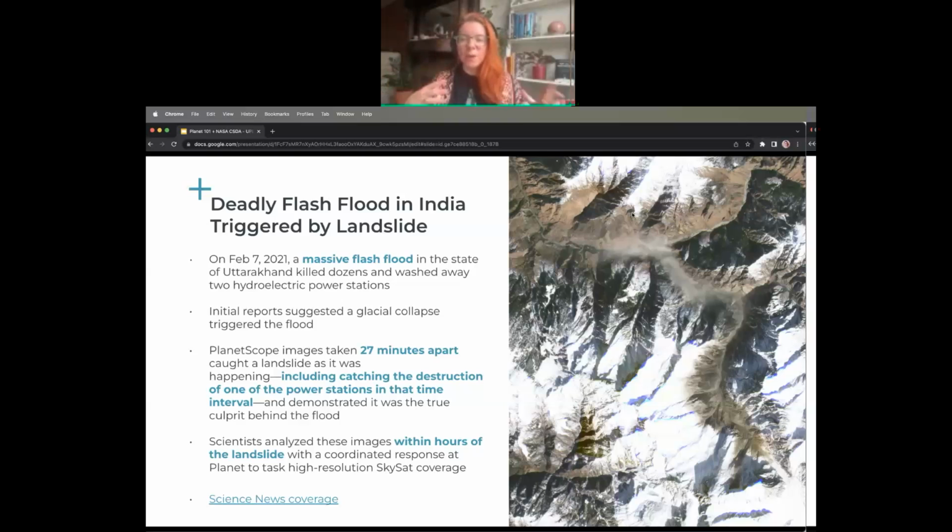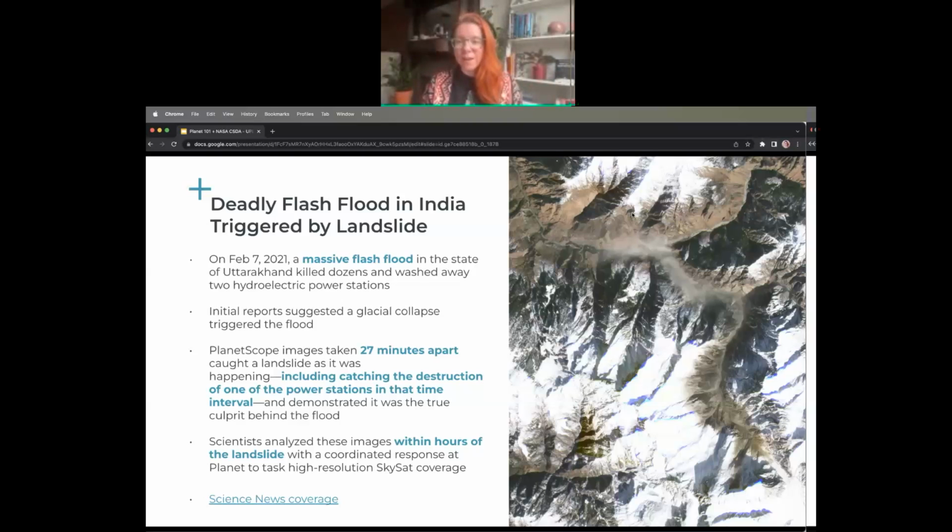And the initial reports that were coming out on social media and in different news outlets was that it was triggered by some kind of glacial lake outburst flood or a GLOF. But completely by coincidence, PlanetScope managed to capture 2 images 27 minutes apart, one 10 minutes after the flood started, and the second 27 minutes later, that caught the flood and the landslide associated with it as it was happening, including the time between when one of the power stations was destroyed, but before the second one was destroyed.